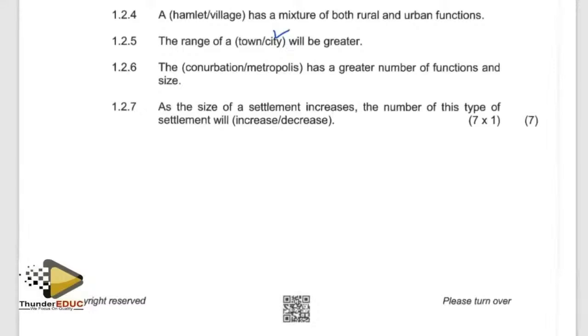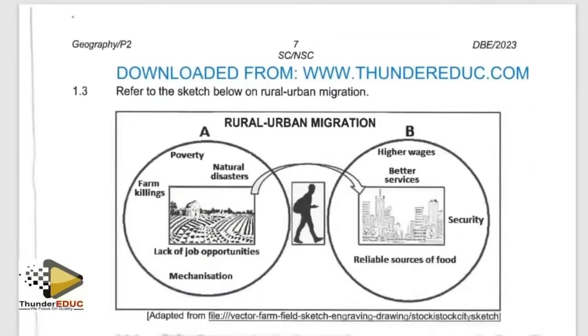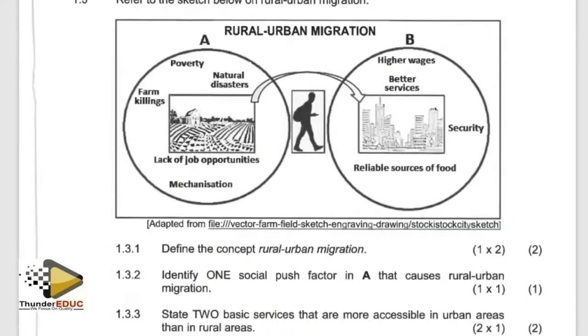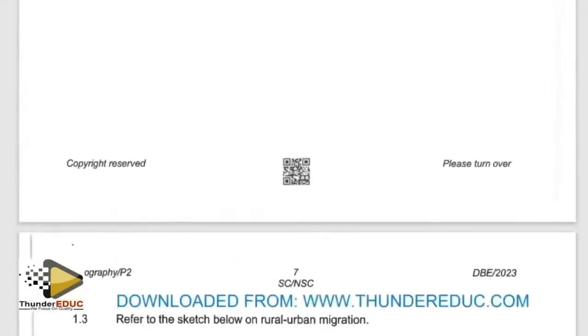That is the conurbation. Metropolis is the greater number of functions and size. Obviously, it is a conurbation. And lastly, as the size of the settlement increases, the number of this type of settlement will decrease. As the size increases, the number of the settlements will decrease. The next one, we go to this diagram. Let's interpret it first.